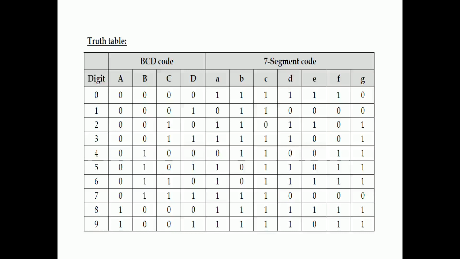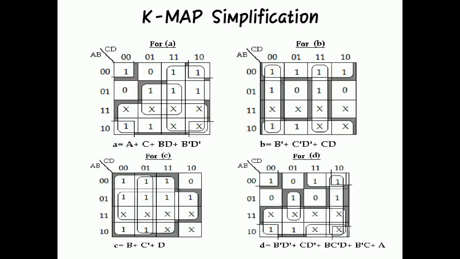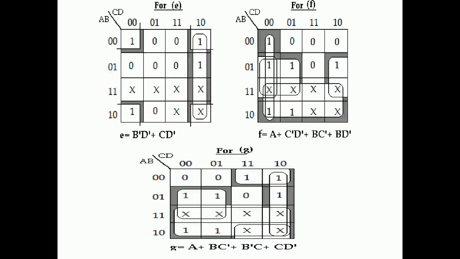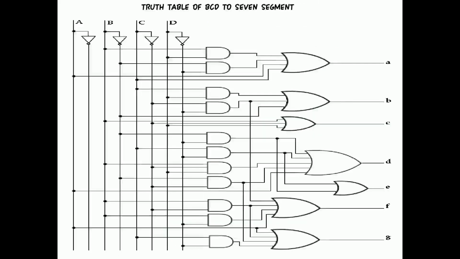So now how many inputs are there? 4 inputs are there. How many outputs are there? 7 outputs, 7 segments. For each output, I need to put a K-map here. So put a K-map for each output: for A, for B, for C, for D, again for E, F and G. Solve the K-map, you will be getting the output. Based on that output, put a logic diagram for the 7 segment display.